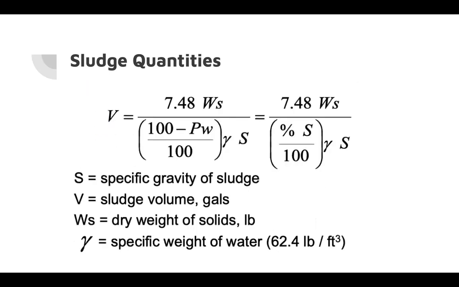As for this formula, we also use the specific gravity of sludge, the sludge volume, which is measured in gallons, dry weight of solids, which is measured in pounds, and specific weight of water.